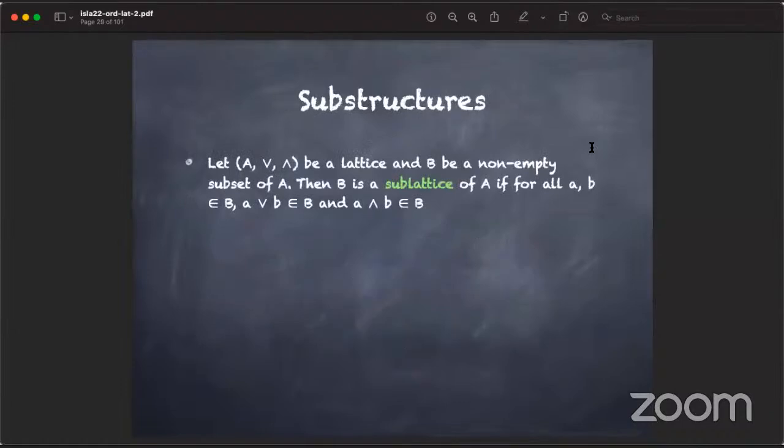So now, as earlier, both the definitions are kind of equivalent and we are talking about the same thing. I hope that has been ingrained in you. Let's talk about the substructure, which is again the usual definition. Take any lattice A. Now take B to be a non-empty subset of A. Then B is a sublattice if for all a, b in B, a join b should be in B as well as a meet b should be in B. So that's the whole idea of the substructure as usual.